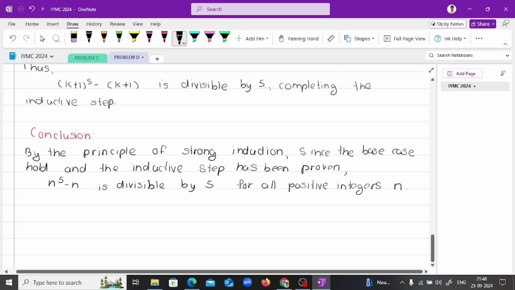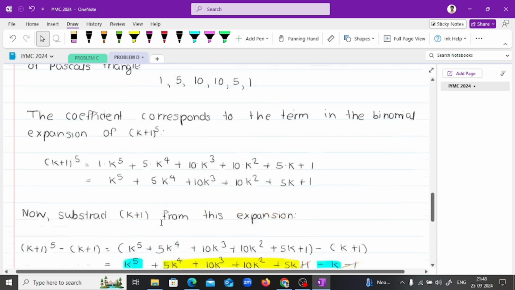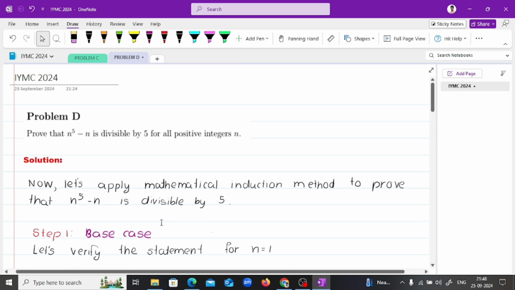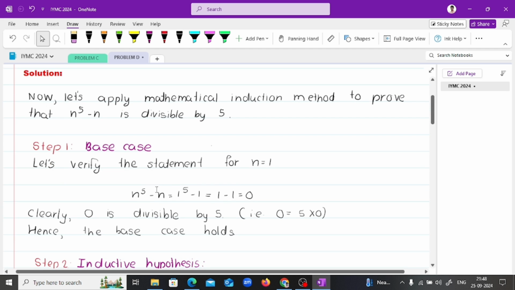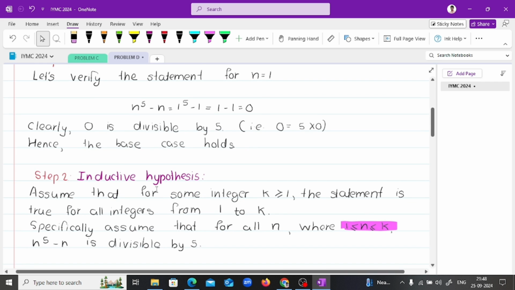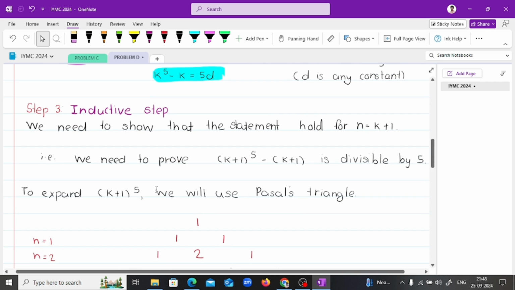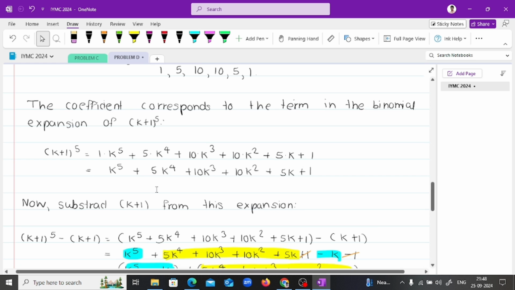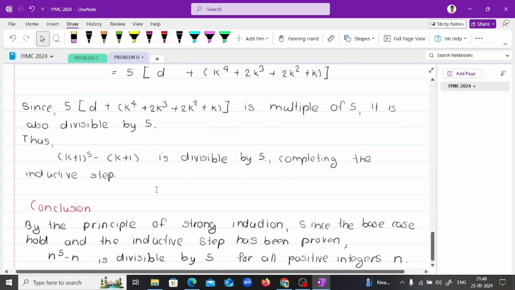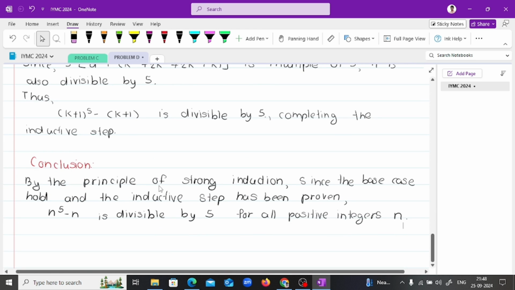So in this way, with the help of the induction hypothesis, we have proved problem D from the IYMC qualification round, that is, n raised to 5 minus n is divisible by 5 for all positive integers. First one was a base case, second one was the inductive hypothesis, third one was the inductive step, and lastly we have concluded that it is divisible by 5 for all positive integers.